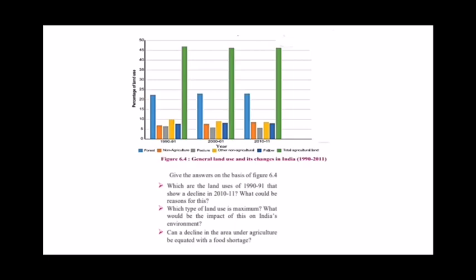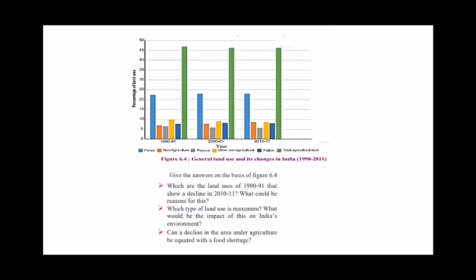Now children, you can see a graph in front of you which is showing the general land use and its changes in India from 1990 to 2011. Now there are certain questions that you need to answer looking at this graph. There are different colors given for different bars. The first question is, which are the land uses of 1990 to 91 that show a decline, which became less in 2010 to 11, and what could be the reason for this?